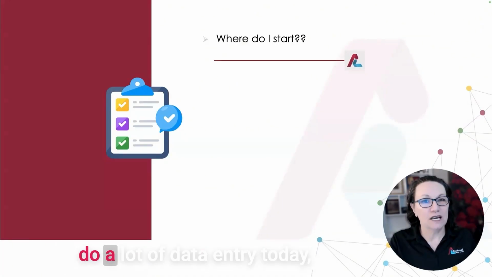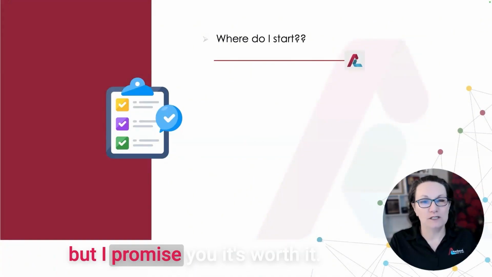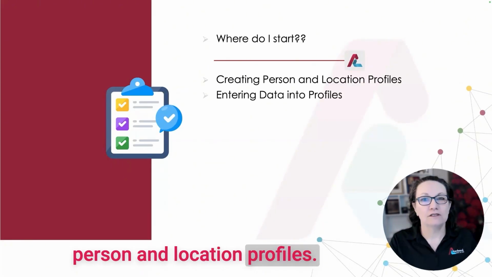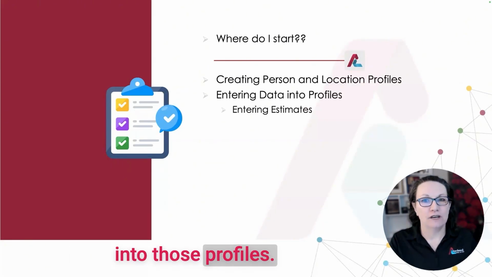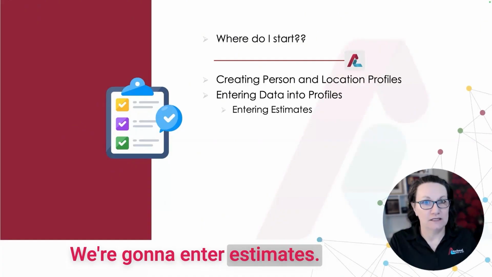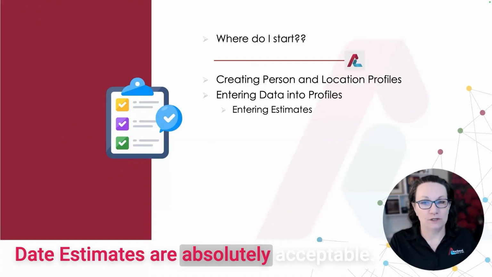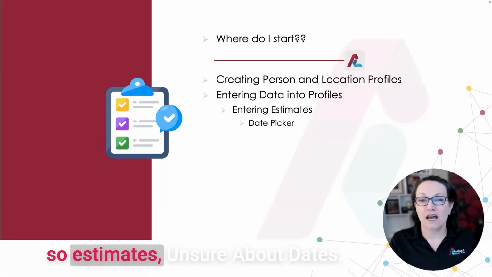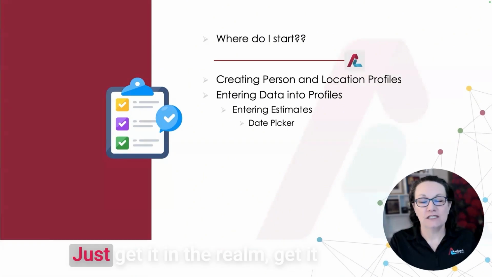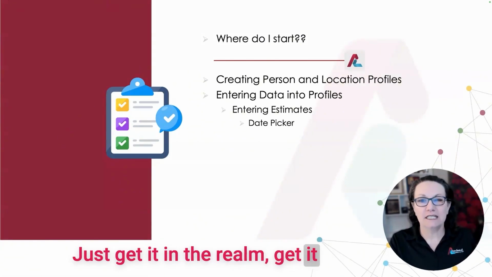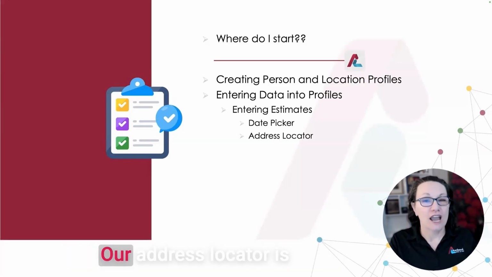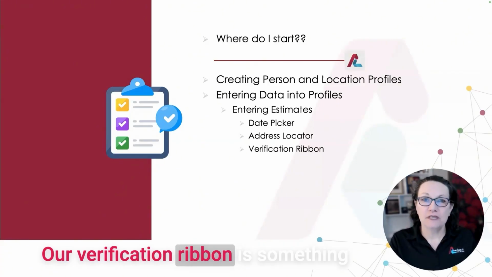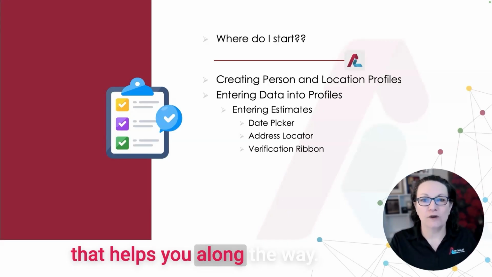You guys are going to see me do a lot of data entry today, but I promise you it's worth it. We're going to create some person and location profiles. We're going to enter data into those profiles. We're going to enter estimates. Date estimates are absolutely acceptable. We're going to look at our date picker. So estimates, unsure about dates, just get it in the realm, get it in there. We can always refine. Our address locator is a pretty fun little tool. Our verification ribbon is something that helps you along the way.